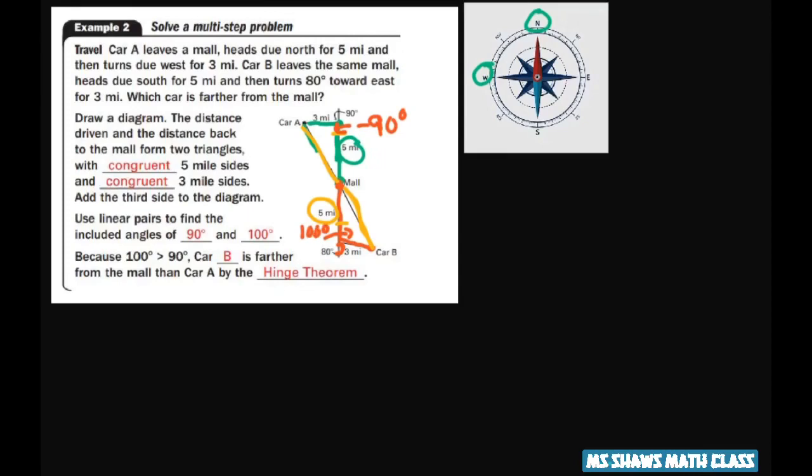Now, these two sides are congruent, and then we have these included angles that are in between the two sides. So the side across from the 90 is going to be smaller than the side across from the 100. The one across from the 100 degrees is larger. So which is farthest from the mall? Well, that would be this one right here. That's farthest from the mall because it's the longest segment.